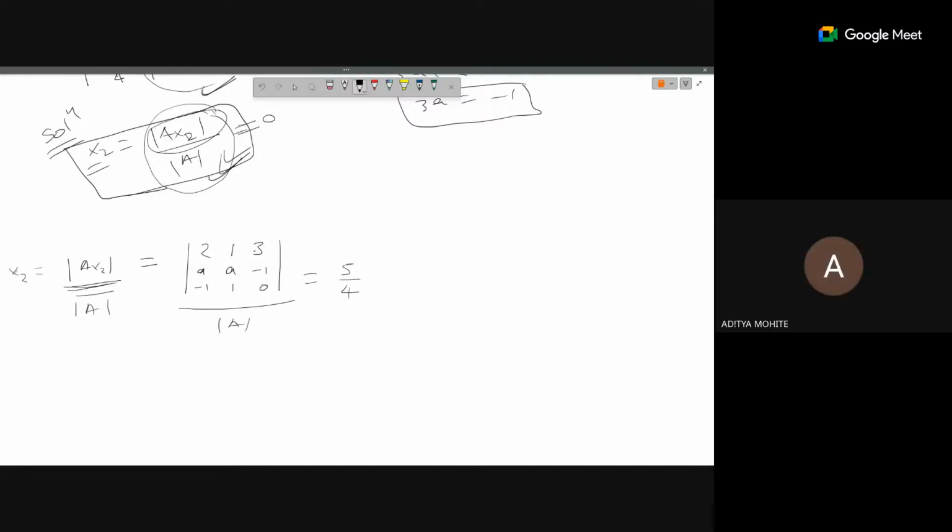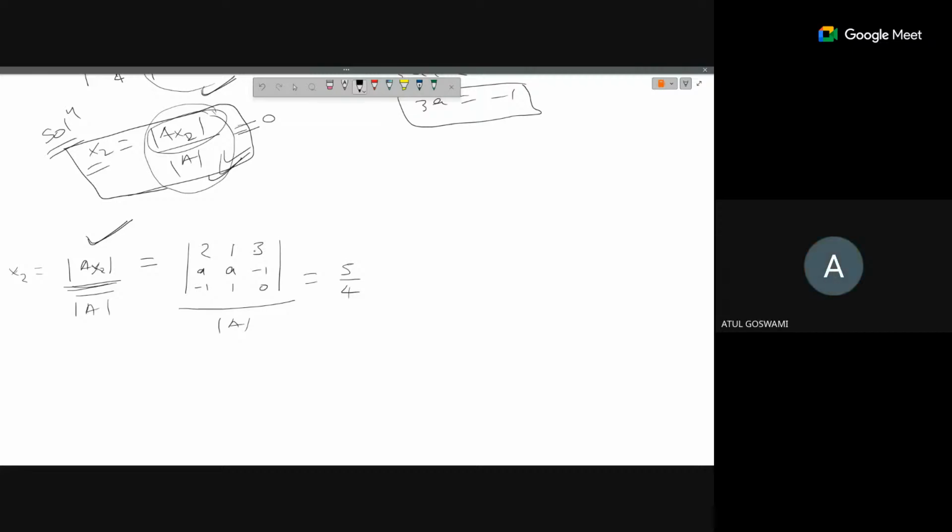Sir, but why did we take a1 in the second column? Because this is the definition for constructing this A x2 matrix. Okay, sir, using Cramer's rule. Just go back to the slides and see why. What is Cramer's rule? Yes, sir. Got it, sir.